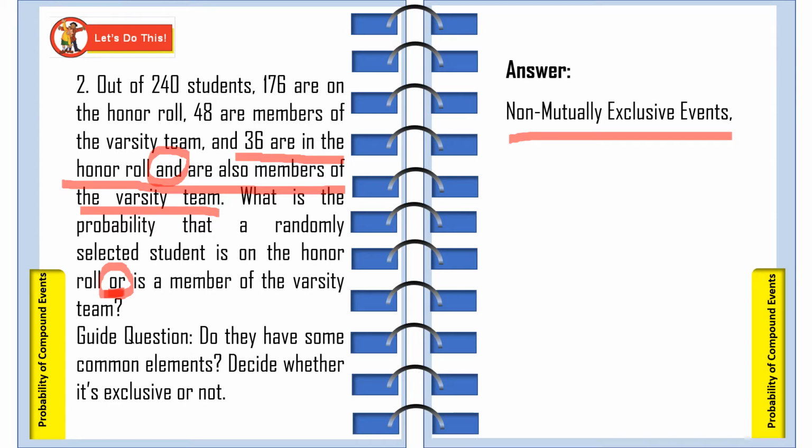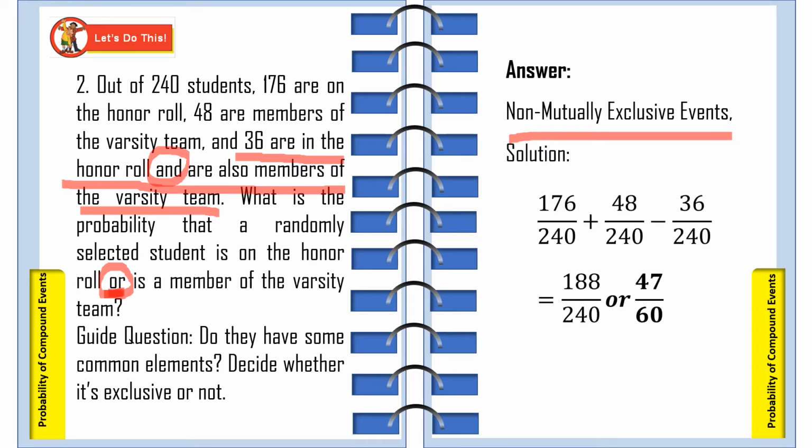So, sila yung events, no, na common sa dalawang magkaibang events. So, yung first event natin, honor roll siya. Second event, member siya ng varsity team. Okay, so nakukuha. So, ganun tayo mag-analyze ng mga worded problems. Okay? So, this is an example of a non-mutually exclusive event. So, ano yung gagamitin nating formula dito?